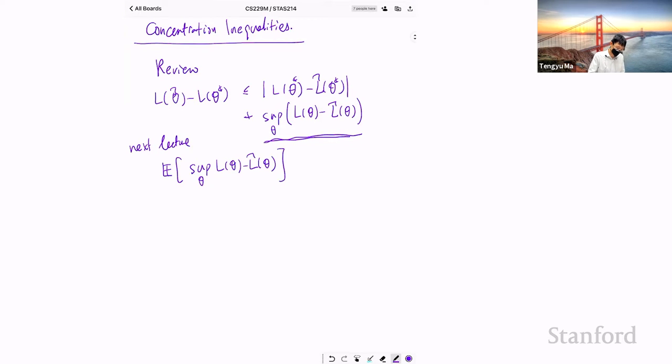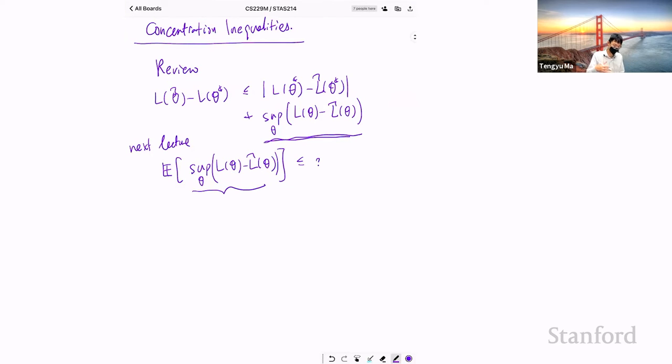This is the expectation over the randomness of the data. So this quantity itself is a random variable, because it depends on the training data you have, since L hat depends on the training data. And next time we're going to upper bound this by some quantity called Rademacher complexity. So today we're going to do something that is a useful preparation for doing this.